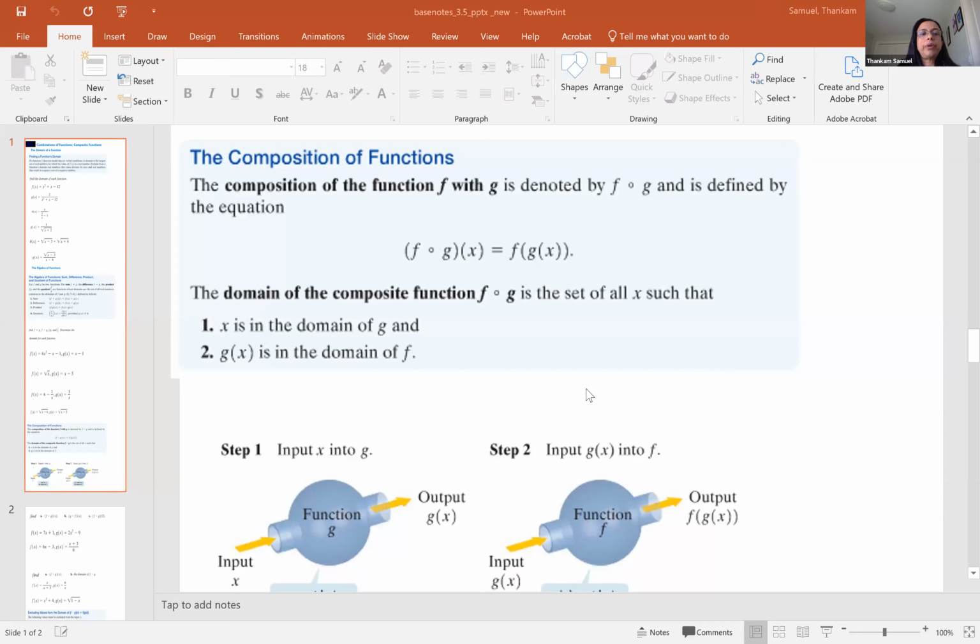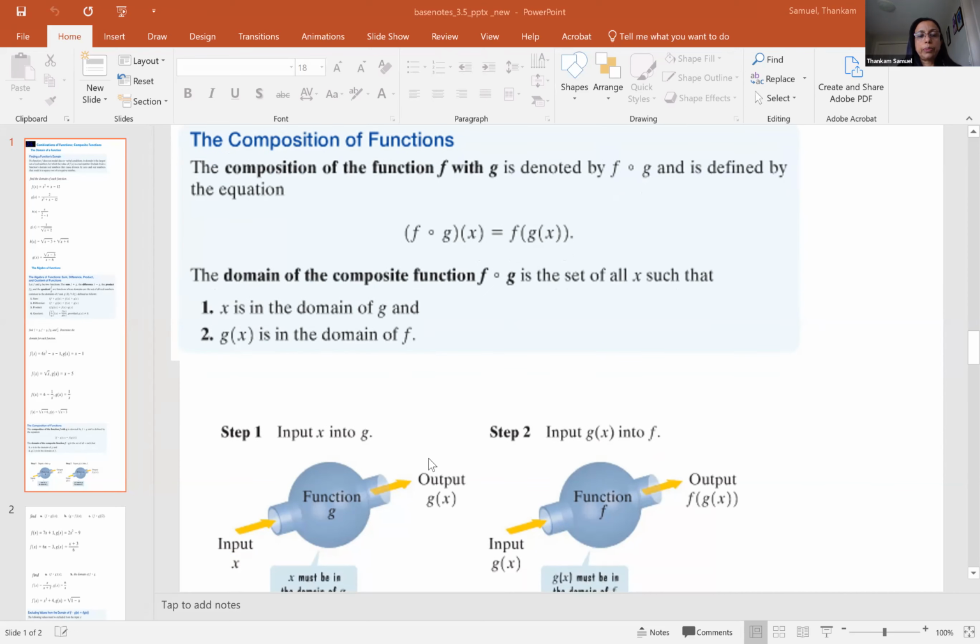Hello everybody. Today we are going to cover the composition of functions, or the composite functions. The composition of the function f with g is denoted by f of g and is defined by the equation (f∘g)(x) equals f of g of x.